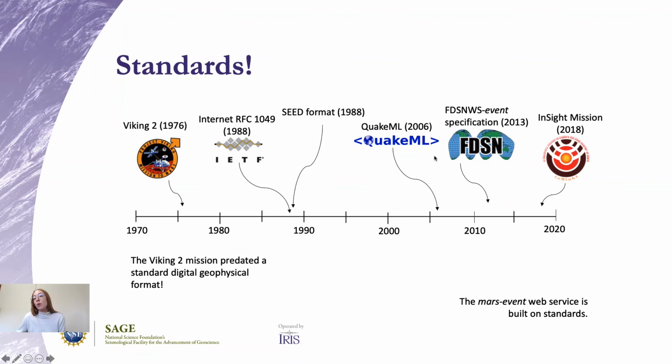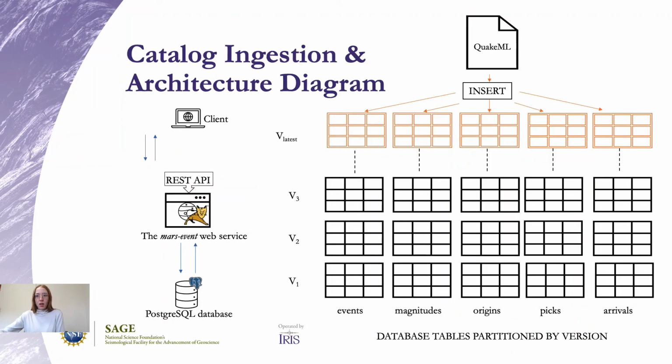In the 2000s, QuakeML began active community development, and this was followed by the FDSN-event specification to consume and distribute QuakeML. And that kind of leaves us at the InSight mission, where the data here is built on all of these standards. And they will be very important in ensuring that data is easily accessible for the long term.